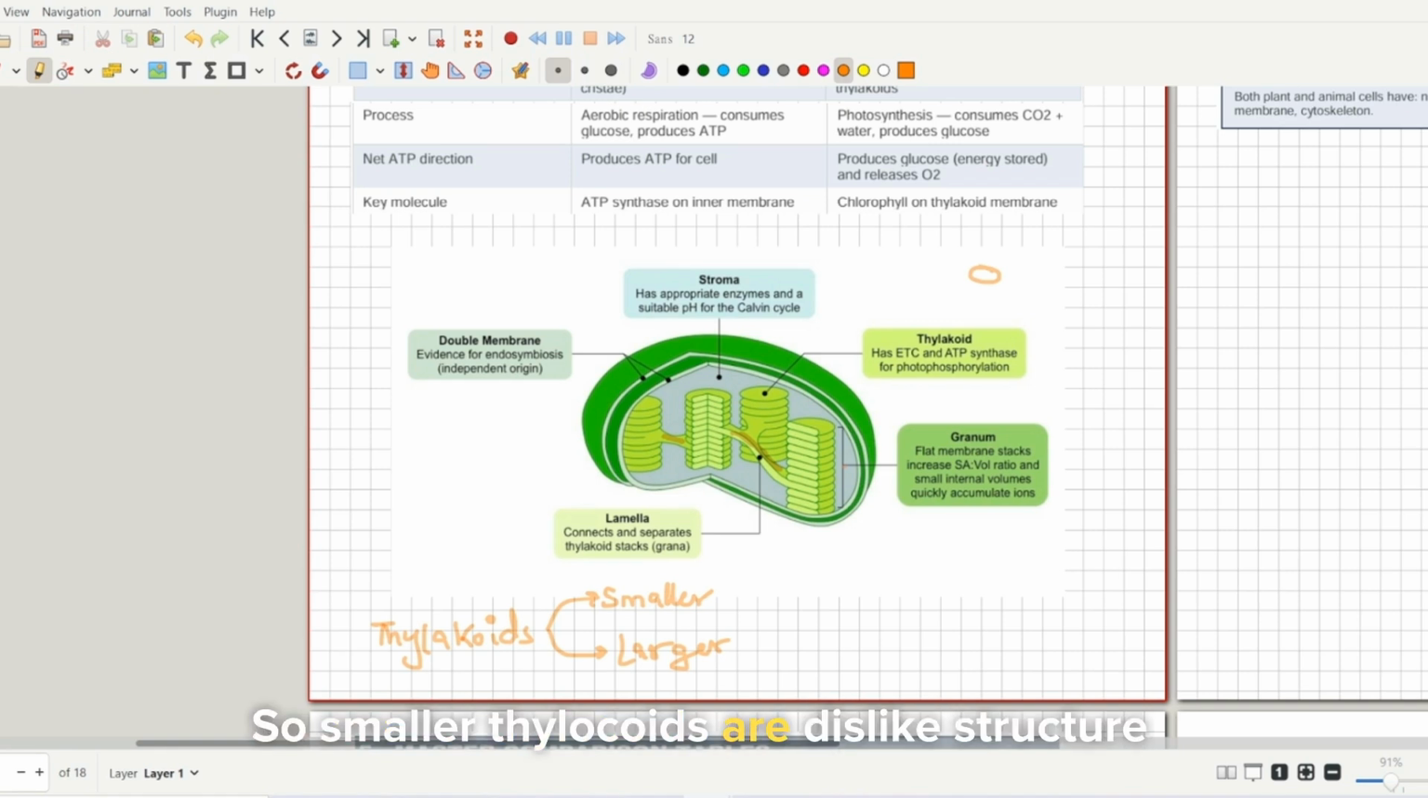So smaller thylakoids are disc-like structures piled over one another, and if they form a stack, just like a stack of coins like this, the whole stack is called a granum. Granum is singular and grana is plural. So there are many grana present in your chloroplast.